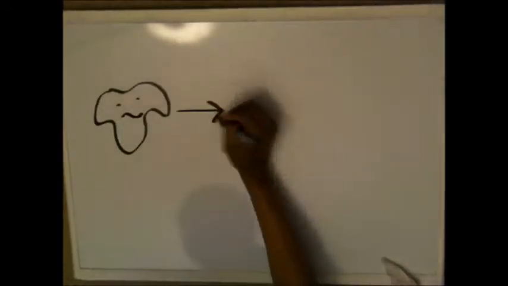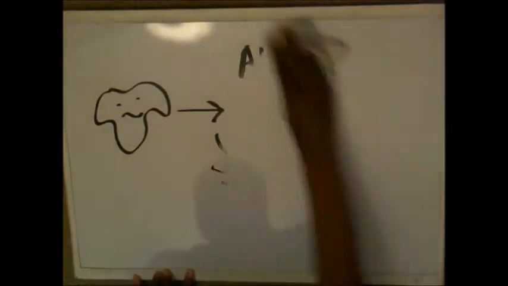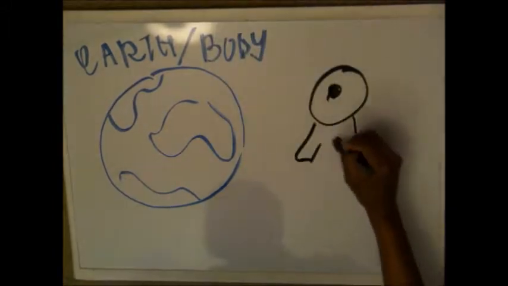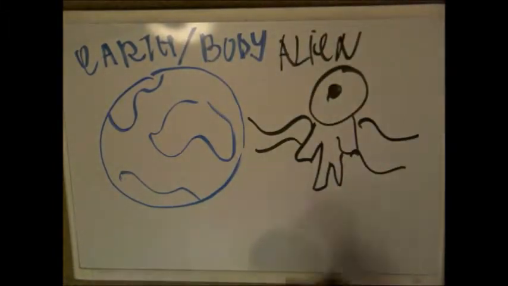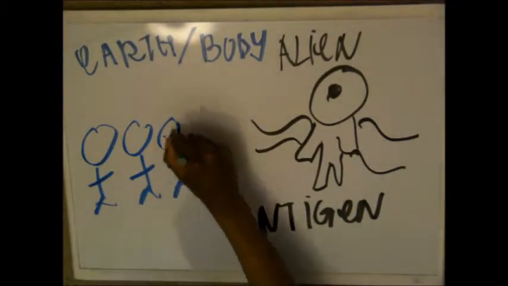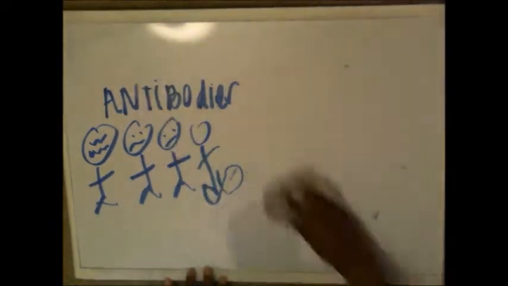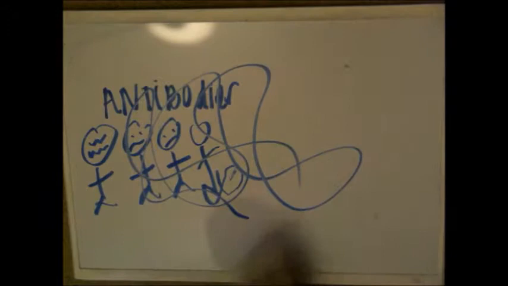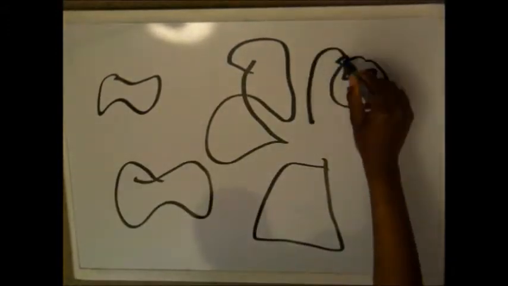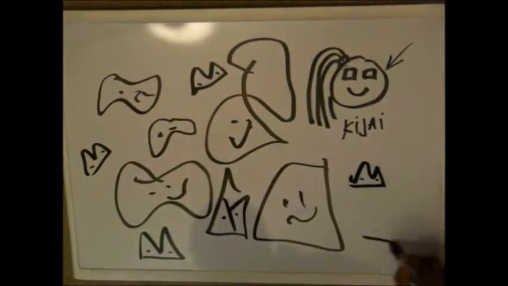Foreign invaders could be like space invaders or aliens from the deep depths of space, an exoplanet far away. And if somehow the whole Earth could come together and create a single army, they would represent the antibodies, because antibodies remove antigens, which would be the space invaders. So antigens come in many different forms, shapes, and sizes, so your body has to have a lot of antibodies to recognize and remove them all.